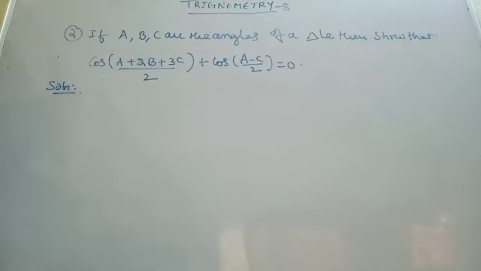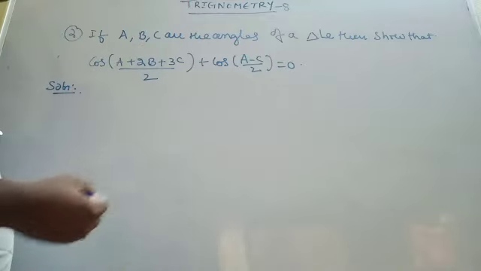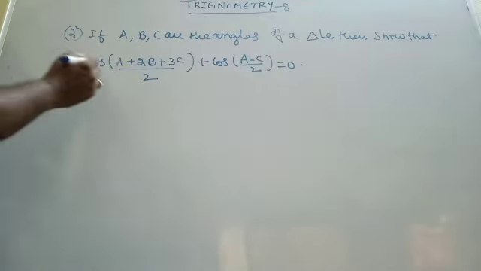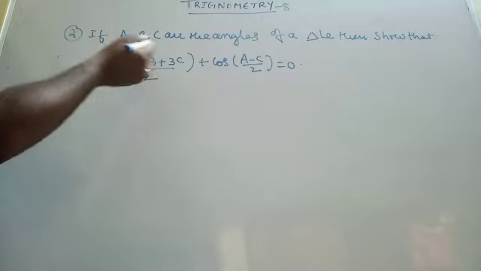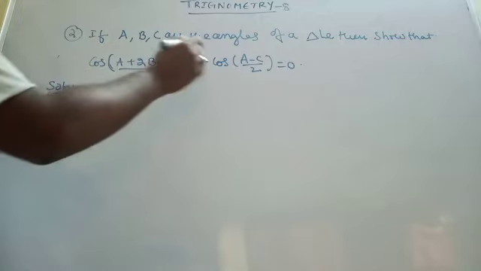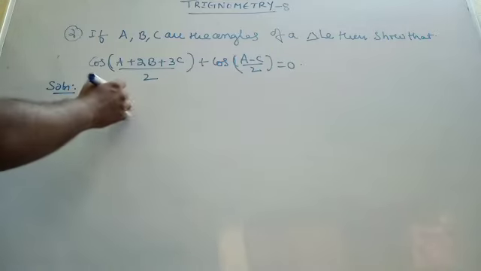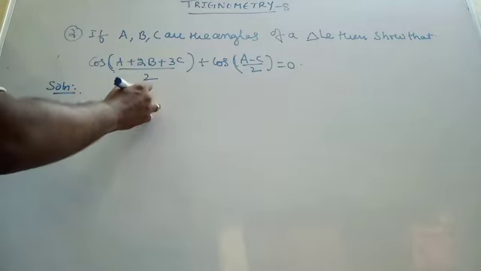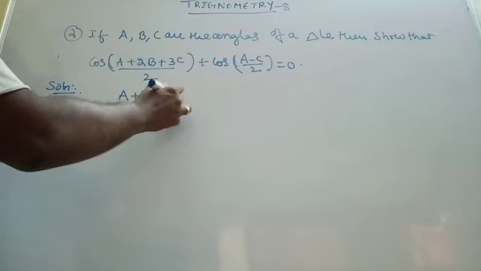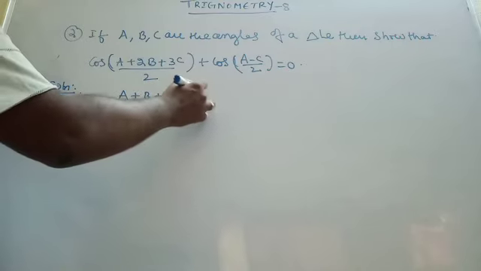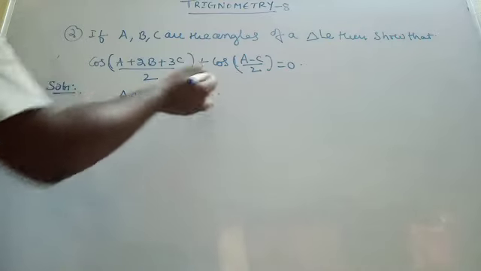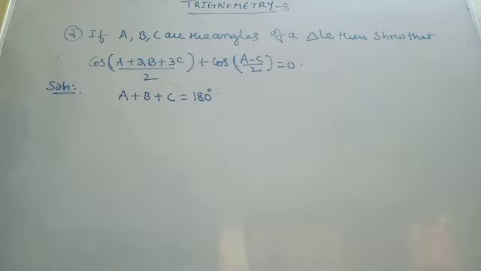Now the second problem, a very interesting problem. They are given A, B, C are the angles of a triangle. Then show that cos of (A plus 2B plus 3C) by 2 plus cos of (A minus C) by 2 is equal to 0, right? What we require to prove is, see, they are given that A, B, C are the angles of the triangle. That means A plus B plus C is equal to 180 degrees, like this, right? A plus B plus C is equal to 180 degrees, right?